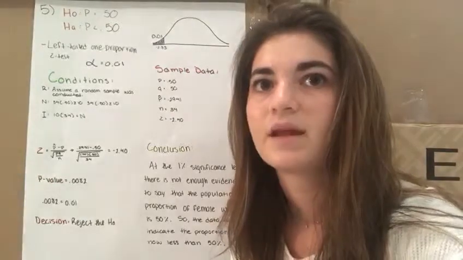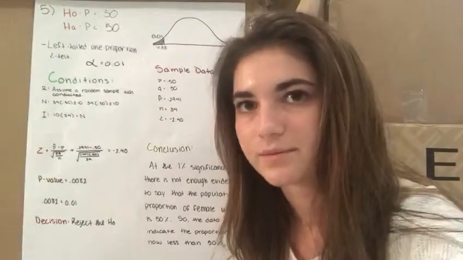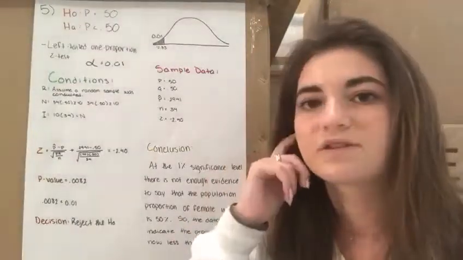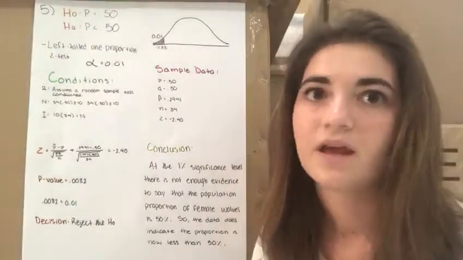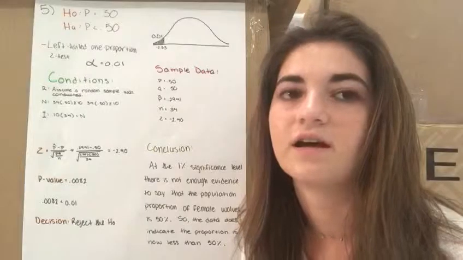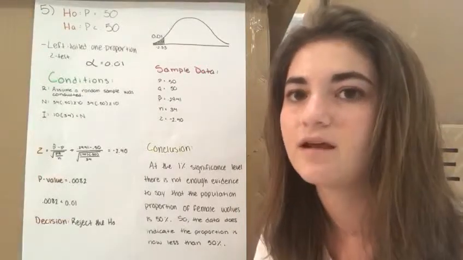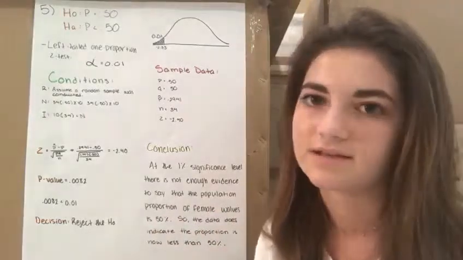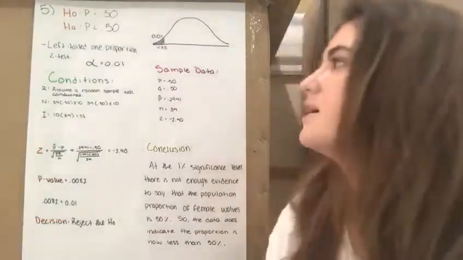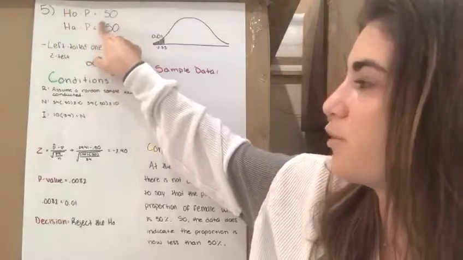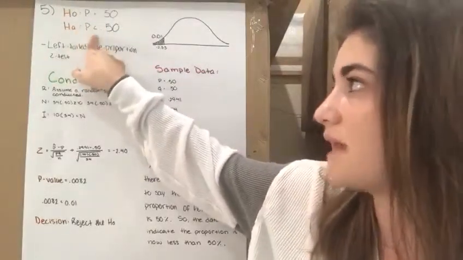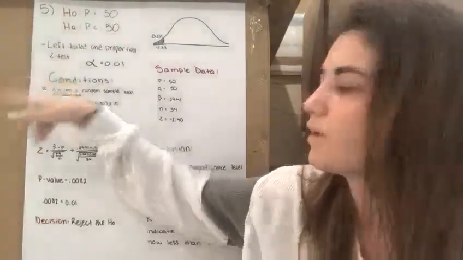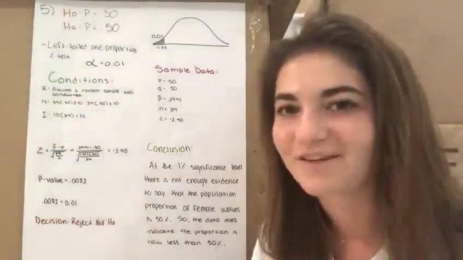Use alpha equals 0.01. Okay, so first things first, we have to find the H0 and the HA. Since it's asking if the proportion is now less than 50%, H0 has to have equality and HA will be p is less than 50%. So H0 is p equals 0.50 and HA is p is less than 0.50. And so HA would be the claim, what we're trying to find.